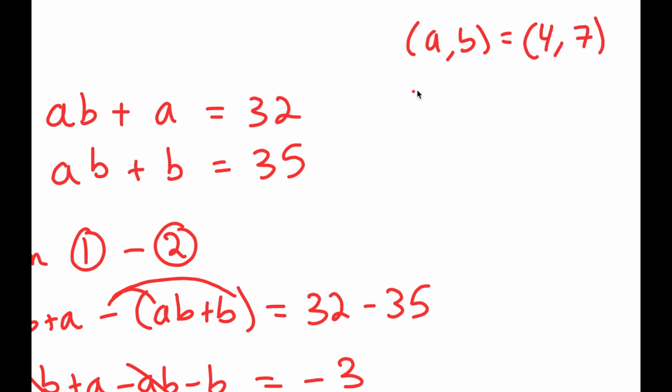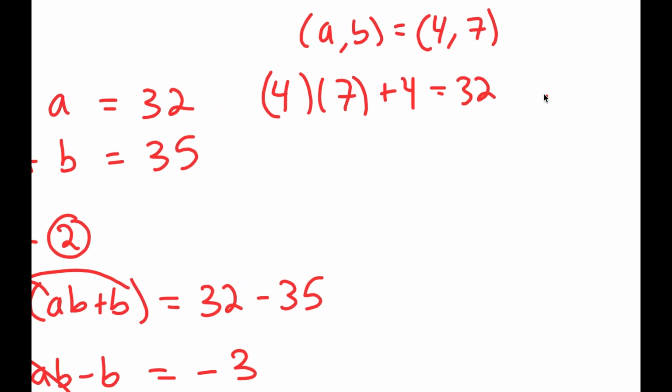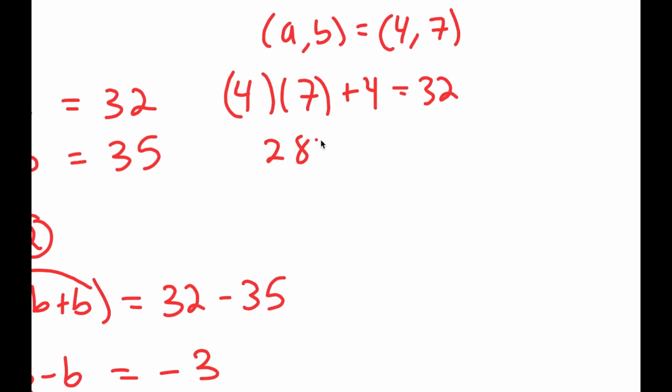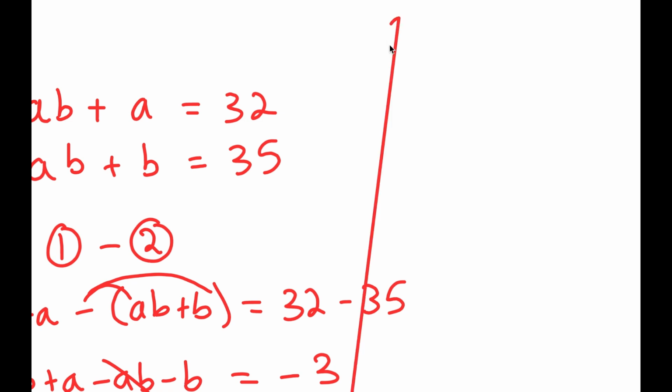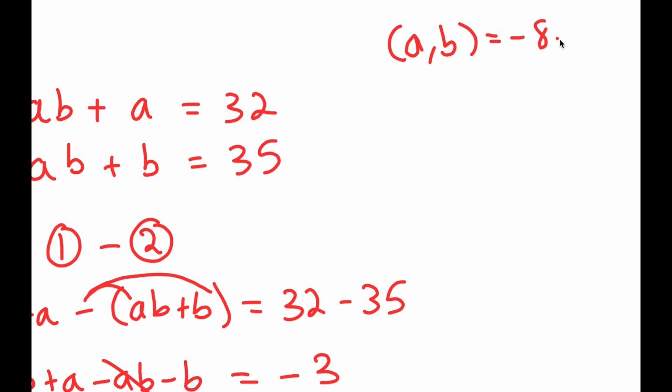So if I plug this into equation 1, I get 4 times 7 plus 4 is equal to 32. And this turns into 28 plus 4 is equal to 32. And 32 is equal to 32, which is right. Now, I'm going to try my second solution, which is a comma b is equal to negative 8 comma negative 5. So I'm going to plug in these two values for a and b.